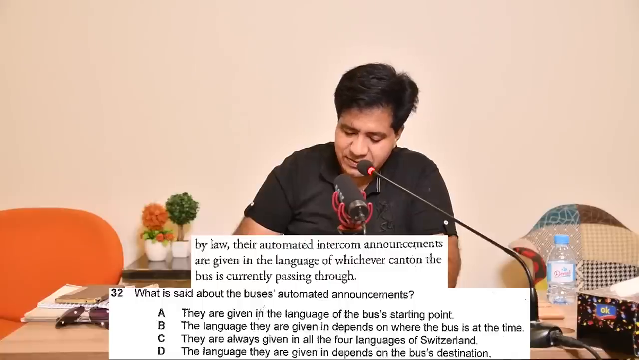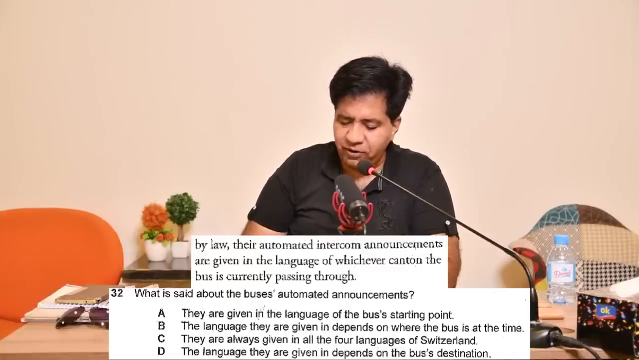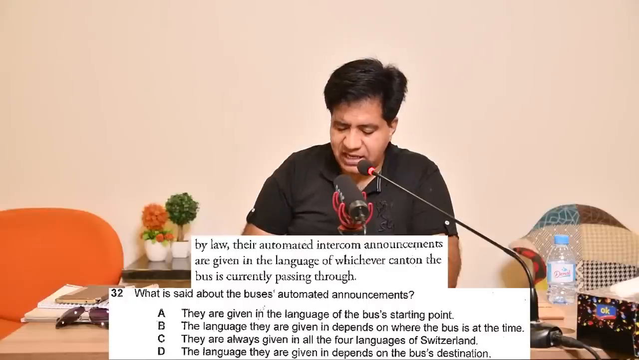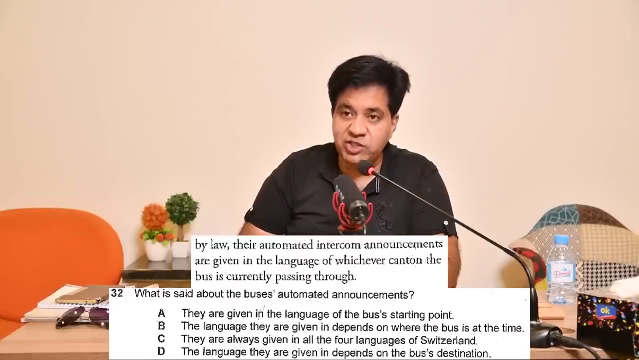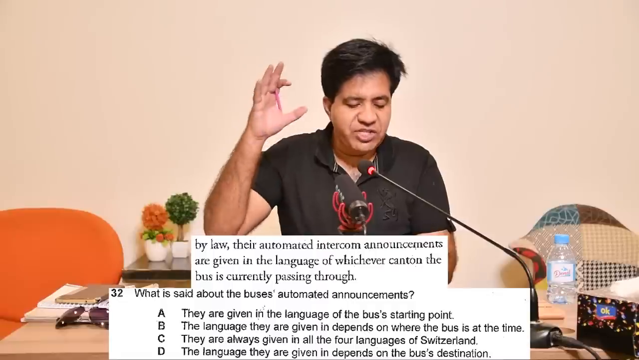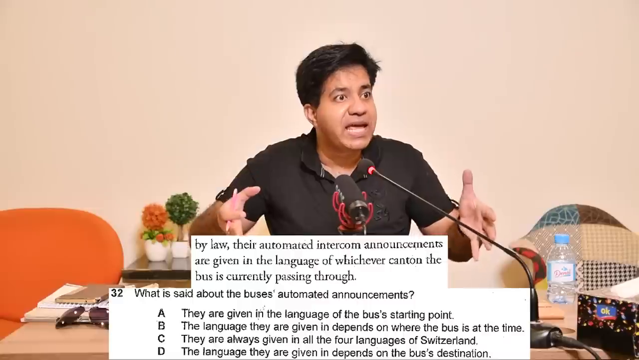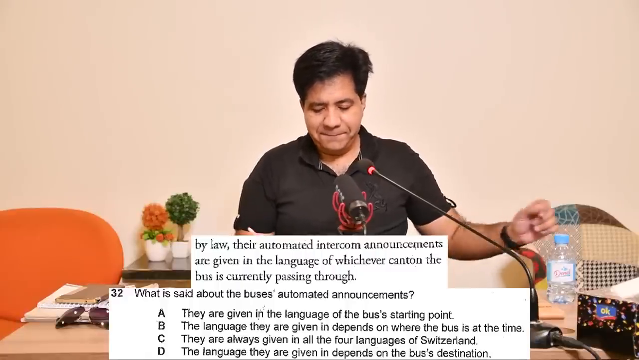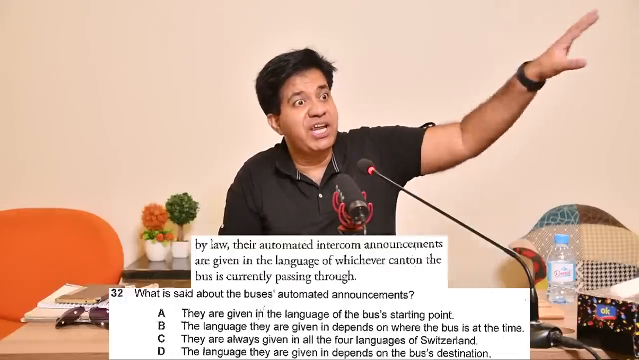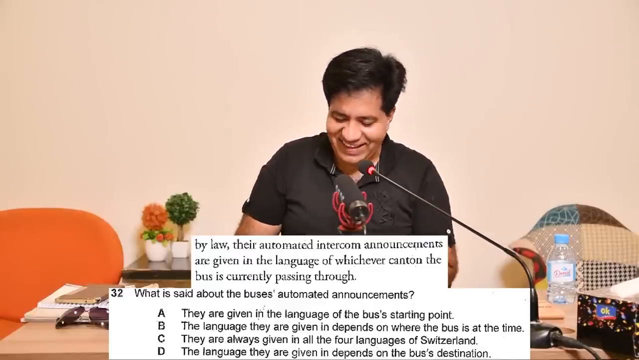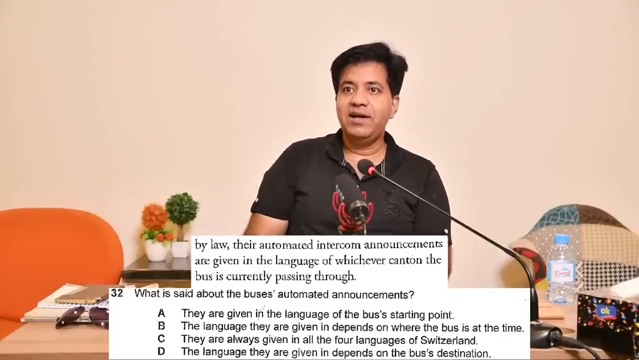Option C. They are always given in all four languages of Switzerland. Right? Not all four languages. Okay? So it's not that. Option D. The language they are given in depends on bus's destination. No, canton is not the name of the area. Listen, whichever canton the bus is currently passing through, canton means area. The bus is passing through it. So what is the option? The language they are given depends on the bus's destination. Destination means the last stop. Right? So manzile maksood. Yeah, thank you, Maksood. Very good. Clear? Very good. So the right answer is option B.